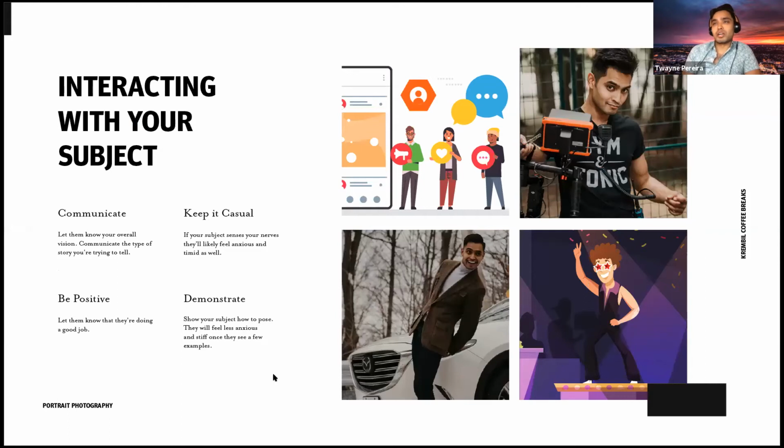The next thing I want to talk about is interacting with your subject. This is key because you want to be able to communicate the vision that you have for that person that you see, and you want to make sure that they're comfortable with that vision and that it's accurate to who they are and representative of who they are, right? Keep it casual.